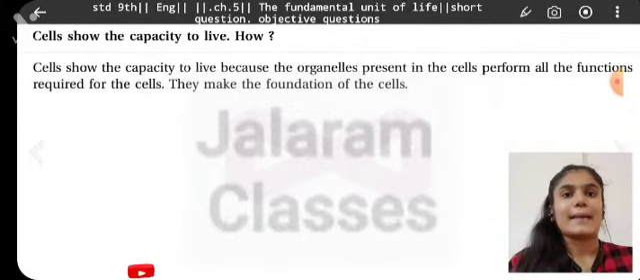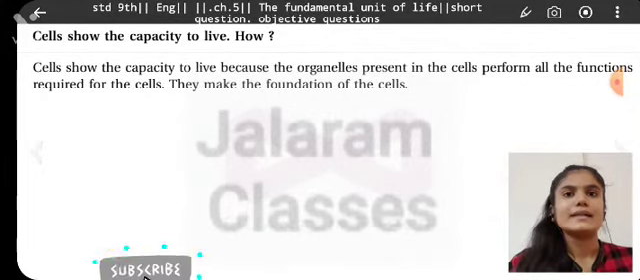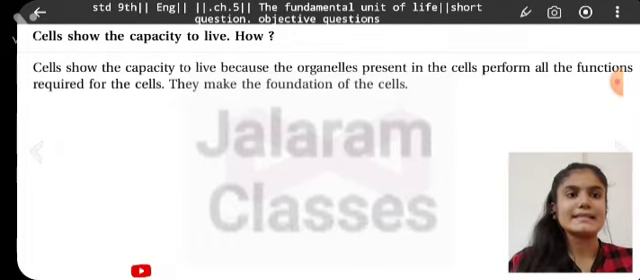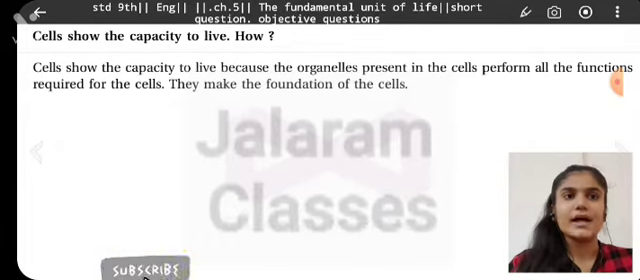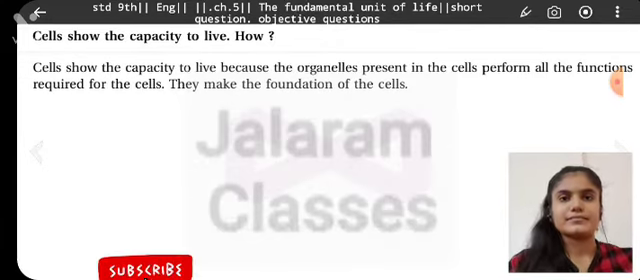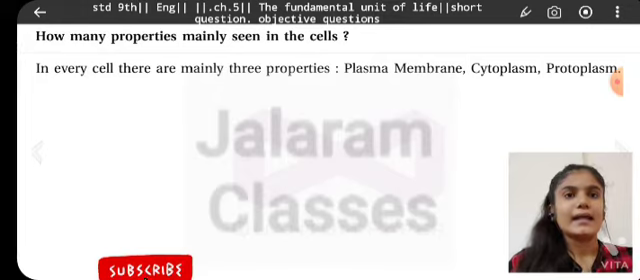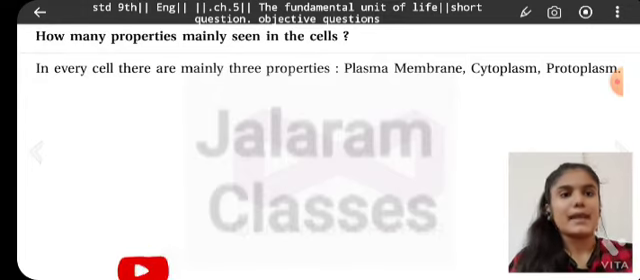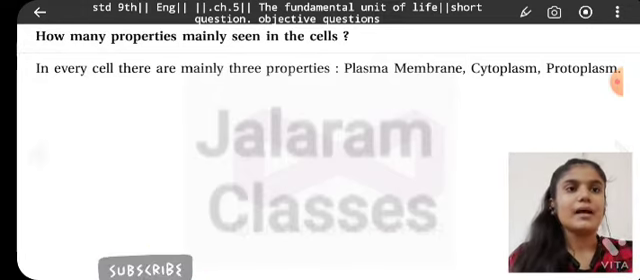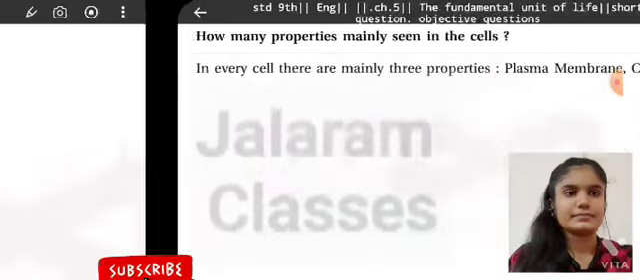Cells show the capacity to live. How? Cells show the capacity to live because the organelles present in the cells perform all the functions required for the cells. They make the foundation of the cells. How many properties mainly seen in the cells? In every cell, there are mainly three properties: plasma membrane, cytoplasm and protoplasm.